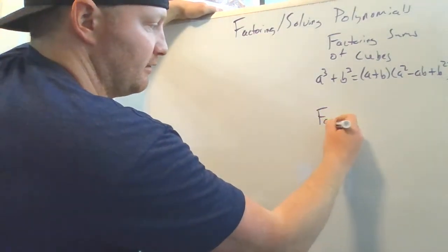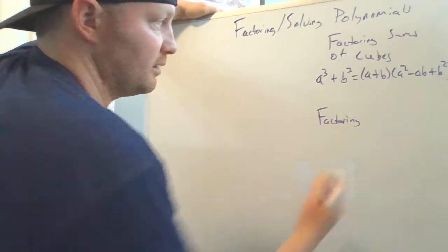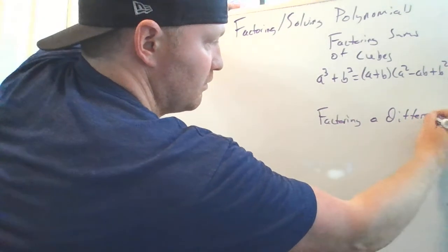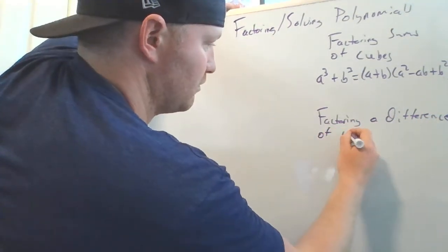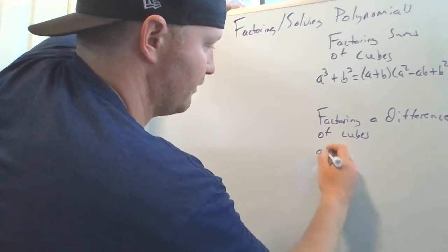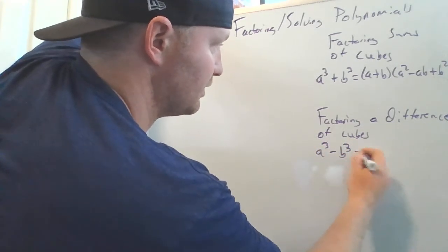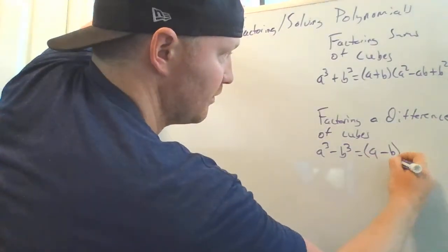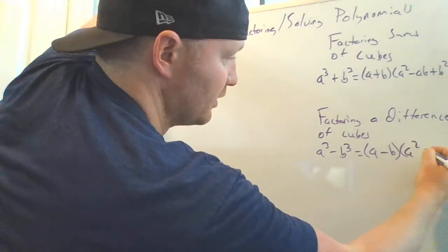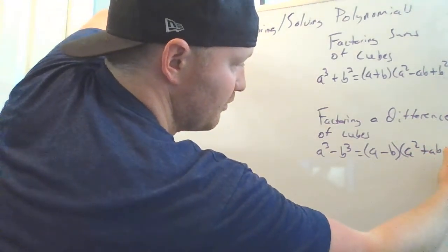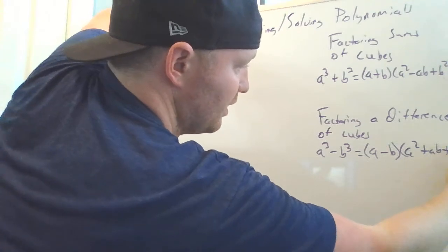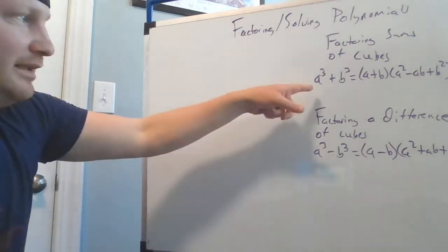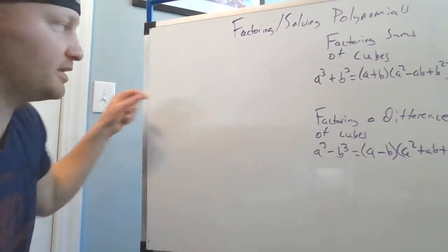And if I got factoring a difference of cubes, a to the third minus b to the third equals a minus b, and then a squared plus ab plus b squared. So, how does this work out? Let's just do this one, because obviously they're both true, but I'll show you how this works out.